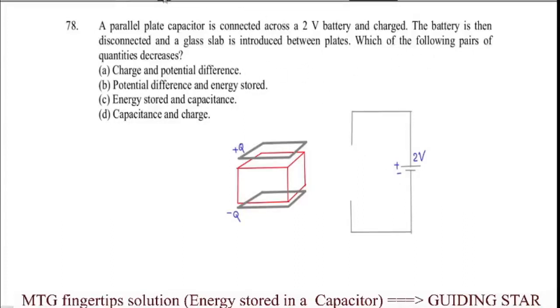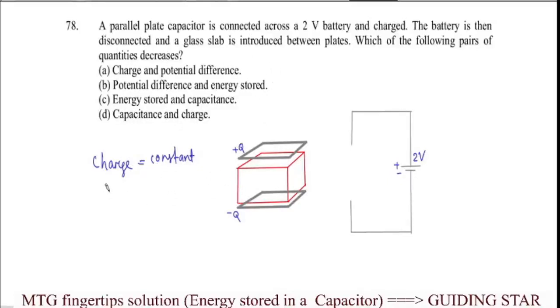So here in this particular case, as the plates are already charged, by the law of conservation of charge, even after inserting the dielectric material, or you can say inserting the glass slab, the charge stored across the plates will remain as it is. Charge will remain constant, no change in the value of charge after inserting the dielectric or glass slab. So charge is constant.